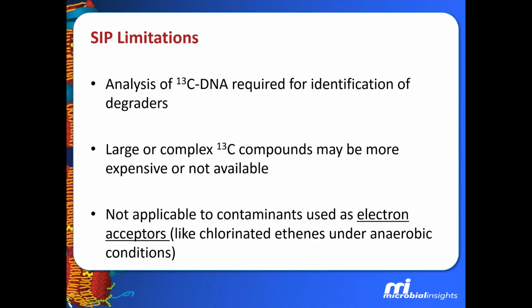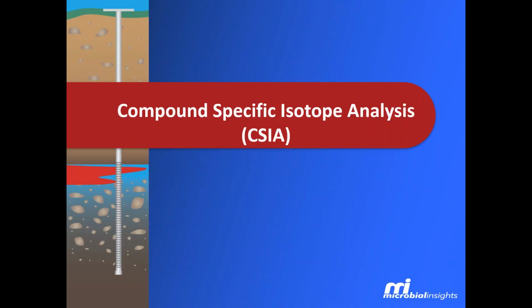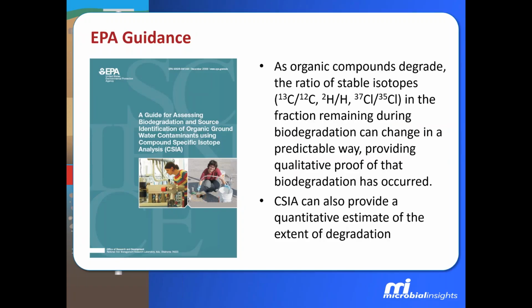And lastly, and this is one that will lead us into CSIA, as I was indicating earlier, you do need to know that the contaminant of concern, your C13 labeled tracer or probe, is going to be used as a carbon and energy source. This technique is not applicable to contaminants that are used as electron acceptors, like chlorinated ethanes under anaerobic conditions. So that leads us into the topic of compound-specific isotope analysis, because we're going to be talking a lot about compounds that are used as terminal electron acceptors like chlorinated ethanes.